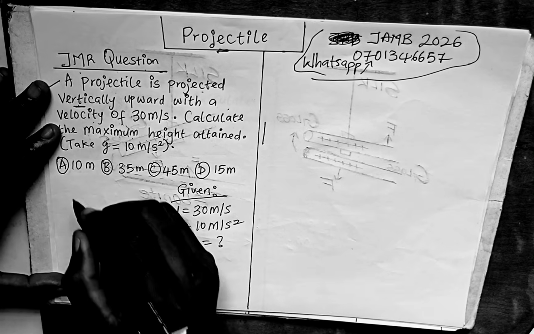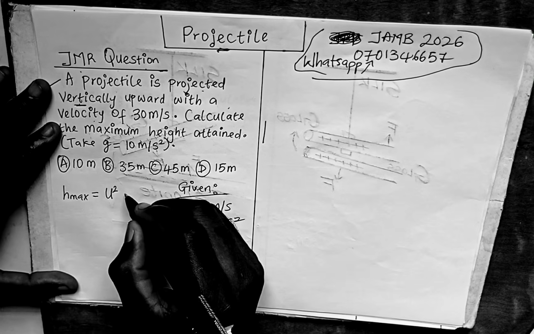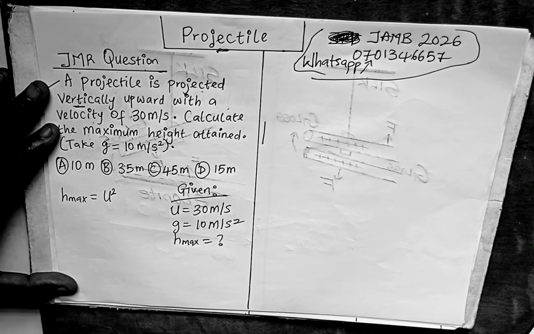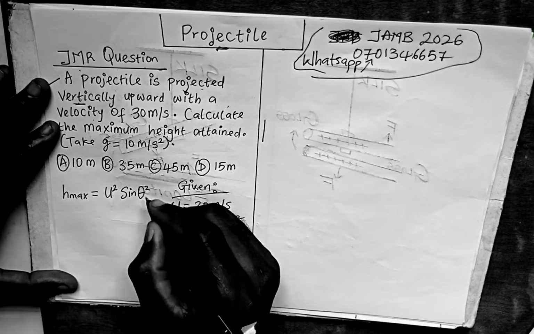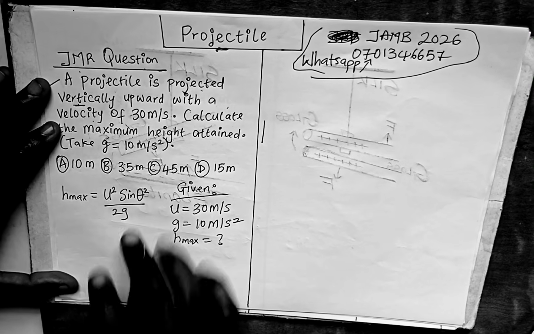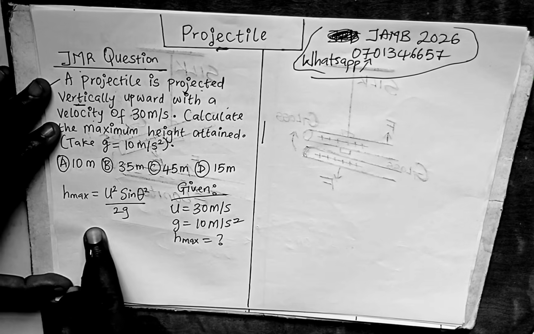The maximum height, h max, is equal to u squared sine squared theta over 2g. This is the formula for the maximum height of a projectile. So we are going to substitute and solve.